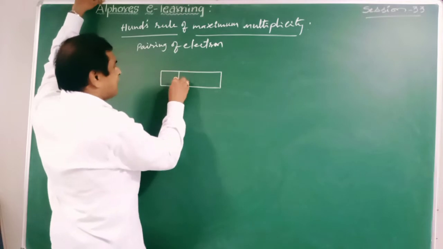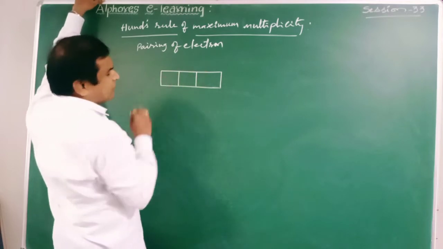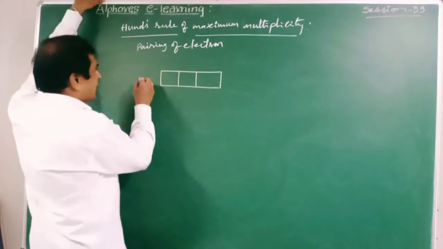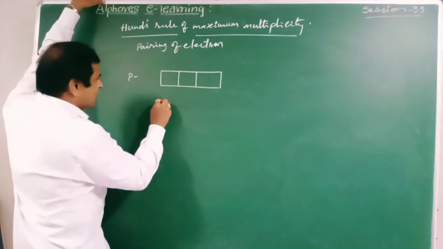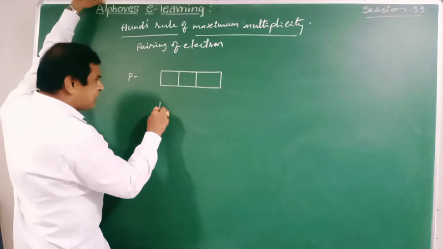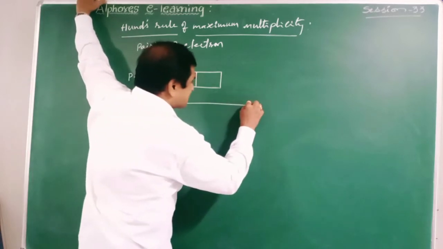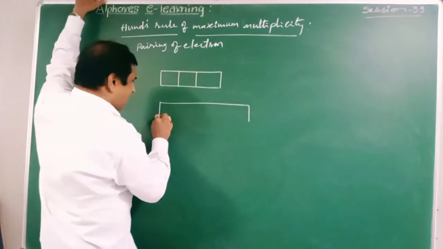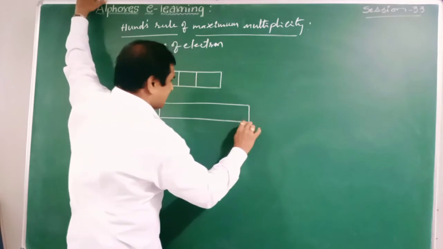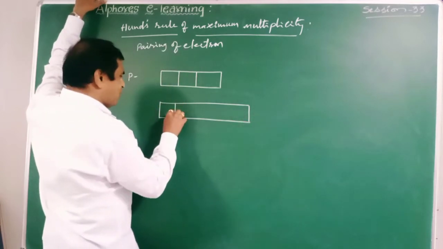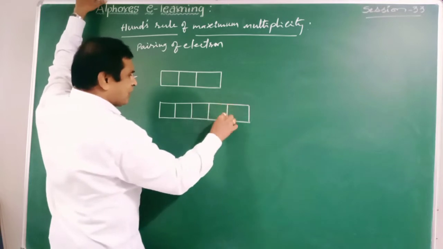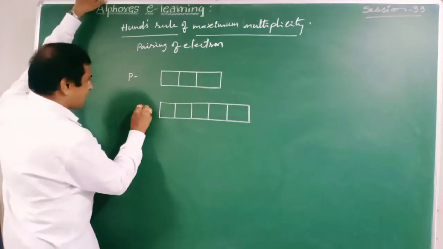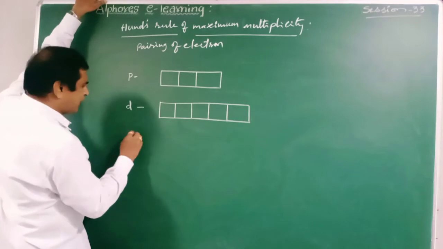For example, these are the 3p orbitals. Next, let us take d orbitals. How many d orbitals are there in the d subshell? The d subshell contains 5 d orbitals: 1, 2, 3, 4 and 5. These are all the 5 d orbitals.